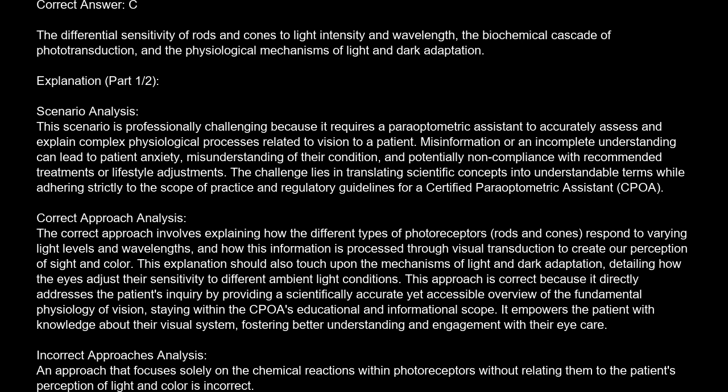Correct approach analysis. The correct approach involves explaining how the different types of photoreceptors, rods and cones, respond to varying light levels and wavelengths, and how this information is processed through visual transduction to create our perception of sight and color. This explanation should also touch upon the mechanisms of light and dark adaptation, detailing how the eyes adjust their sensitivity to different ambient light conditions.